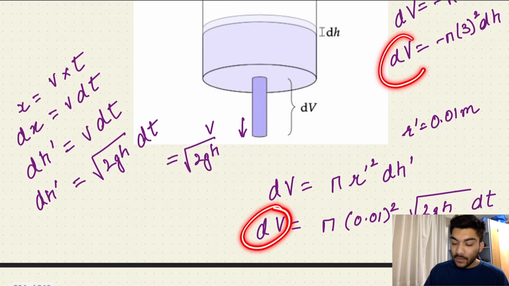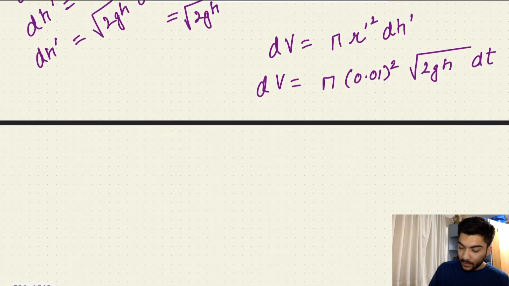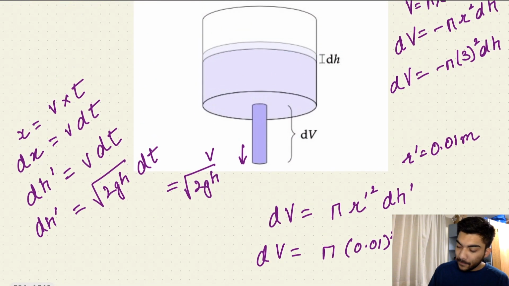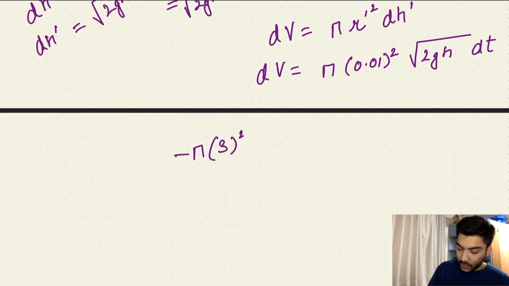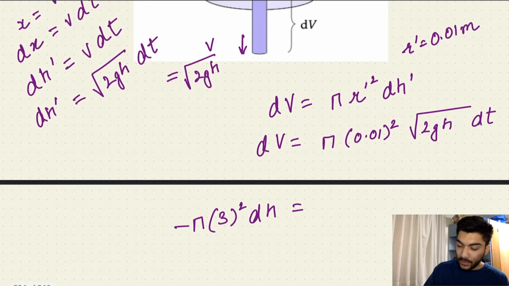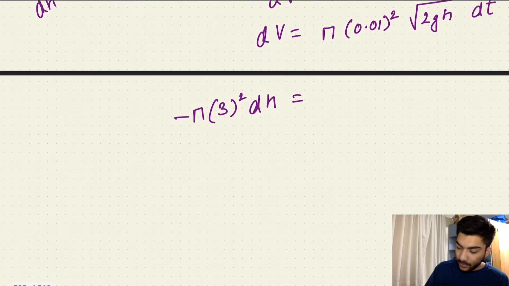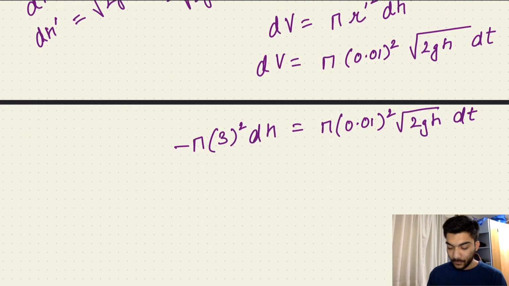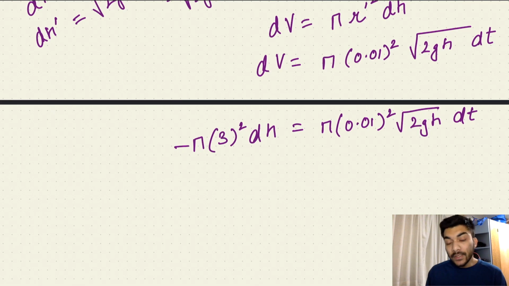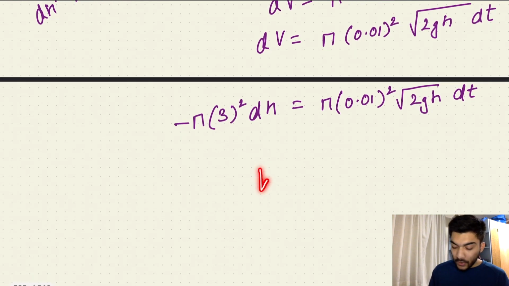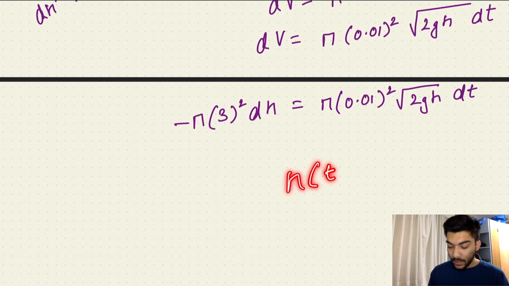So this dV is equal to this dV, and if we solve this, we'll get simply minus pi 3 squared dh, which is over here, minus pi 3 squared dh equals this dV over here, which is pi times 0.01 squared times root 2gh dt. And now you can clearly see in this expression that you only have h and t variables, and you also have a dh by dt term. If you shift your dt to this side, you have a dh by dt term. So you can easily solve for this differential equation and get h as a function of time, right?